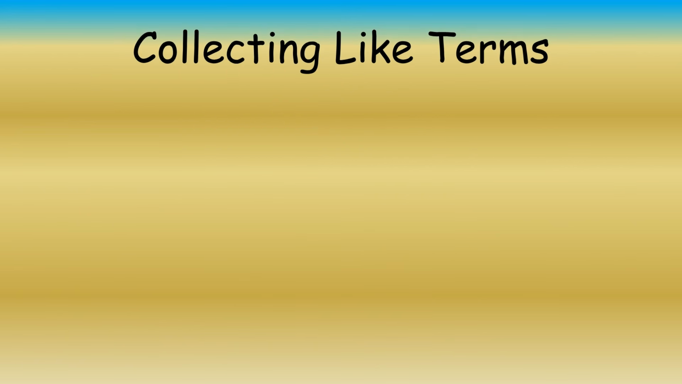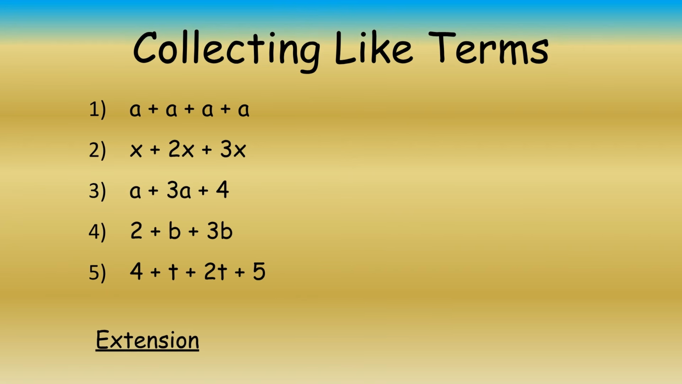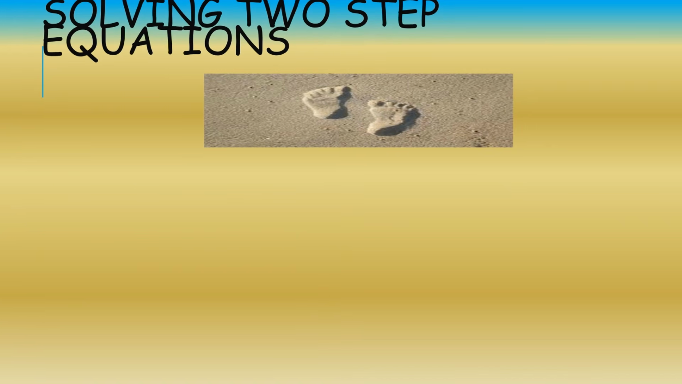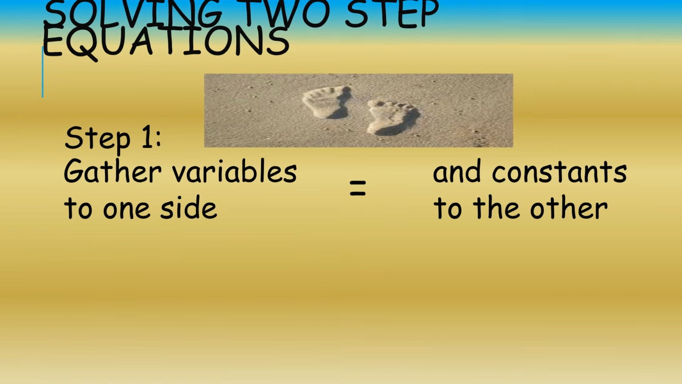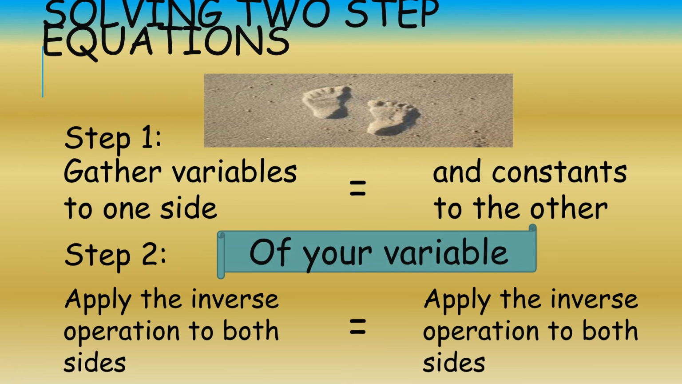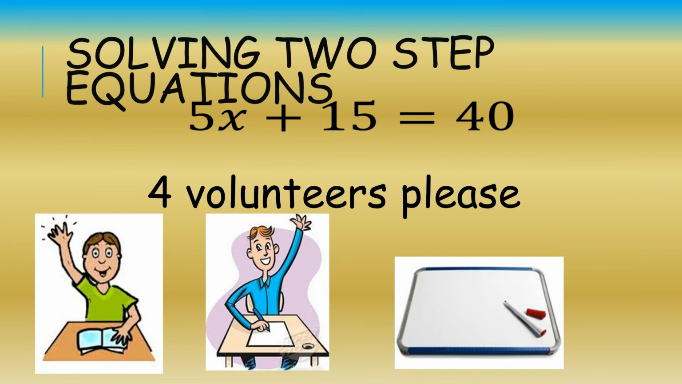Before moving on to two-step equations, let's quickly review collecting like terms. Simplify the expressions shown on screen. Solving two-step equations involves two key steps. First, gather variables to one side and constants to the other. Second, apply the inverse operation to both sides to isolate the variable.